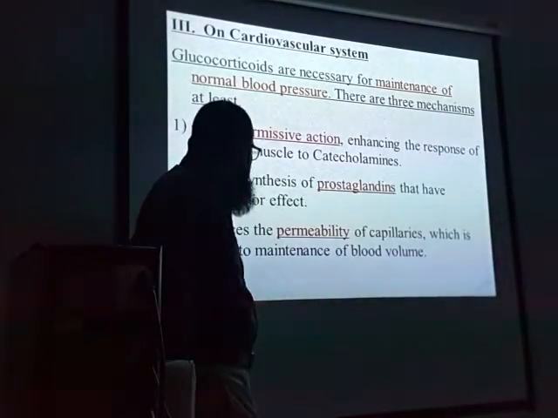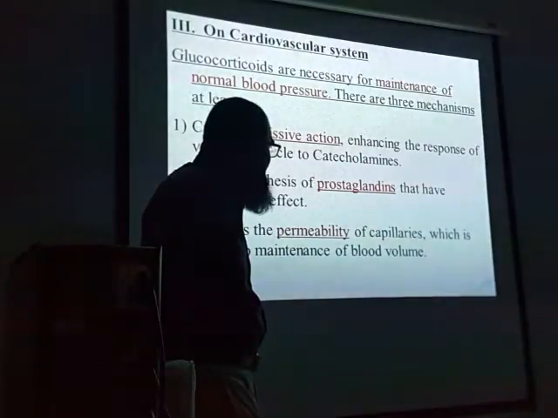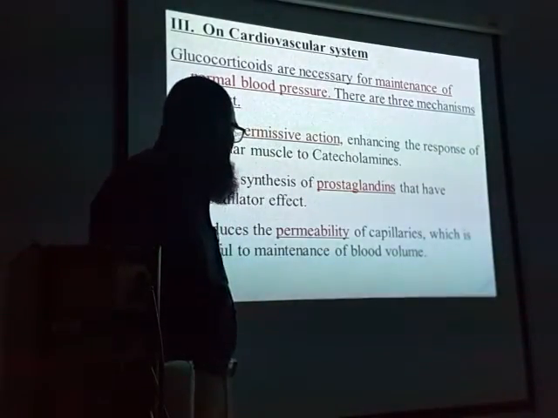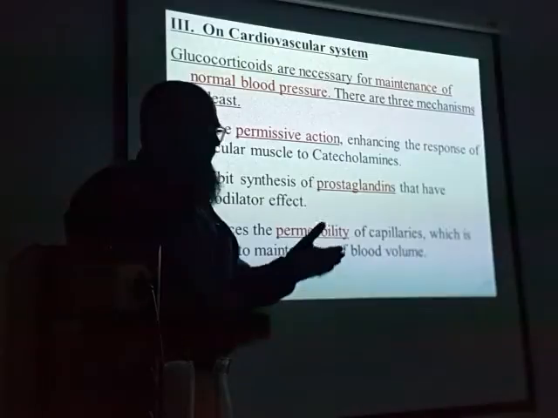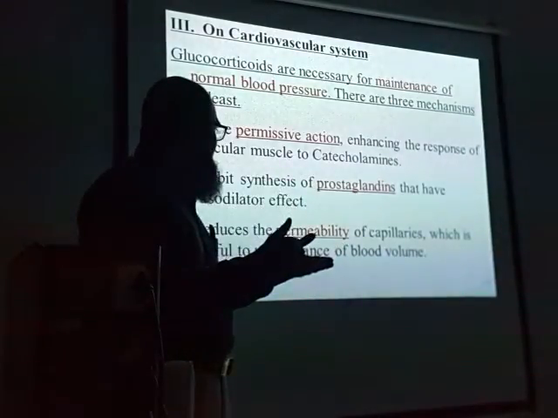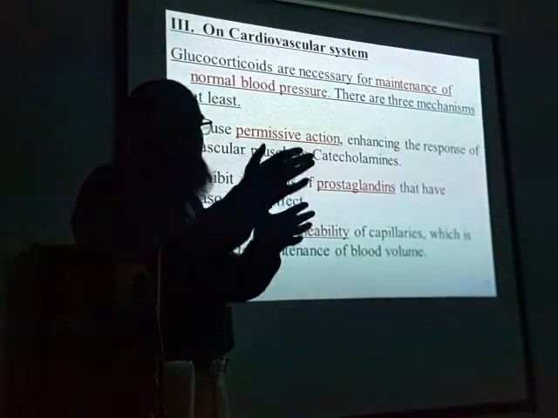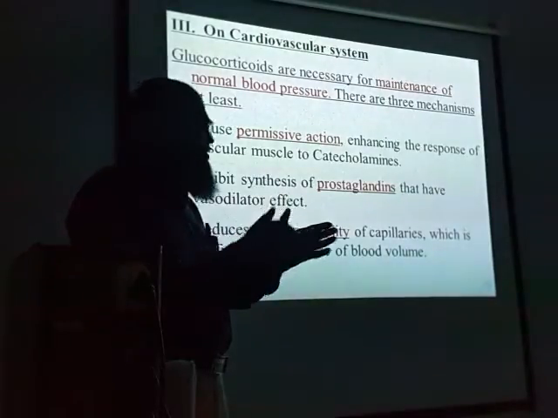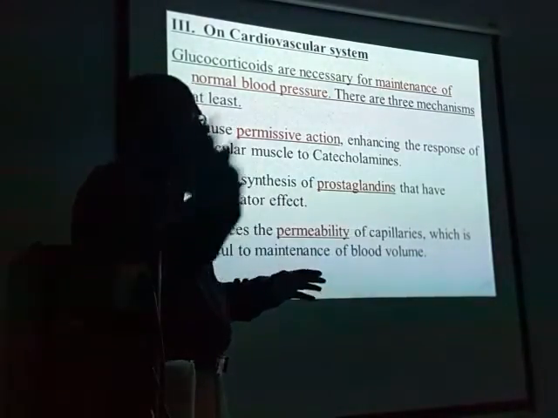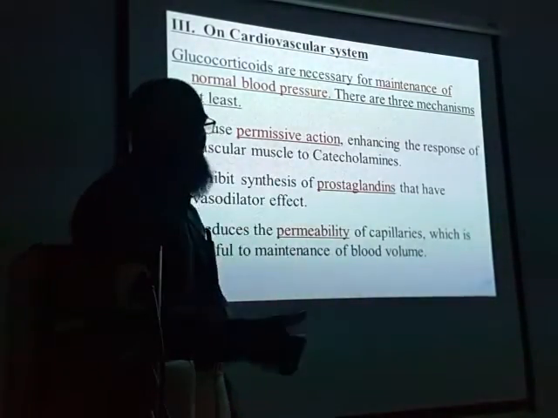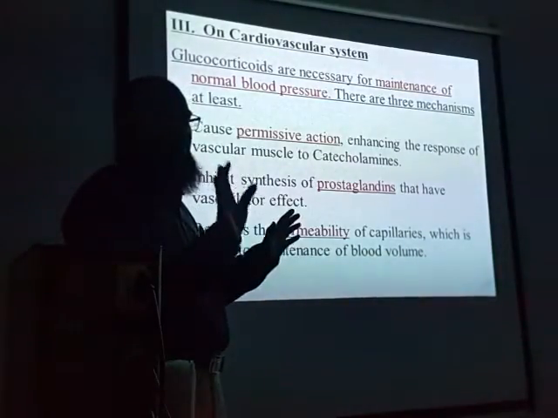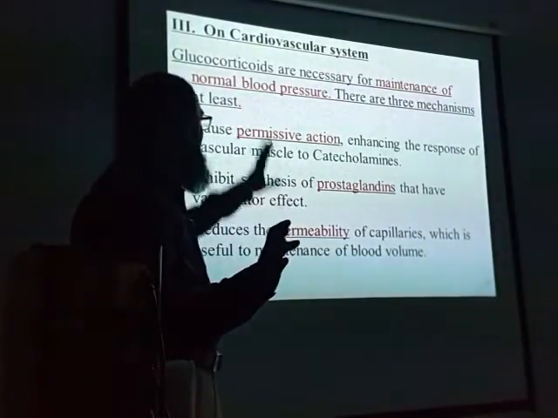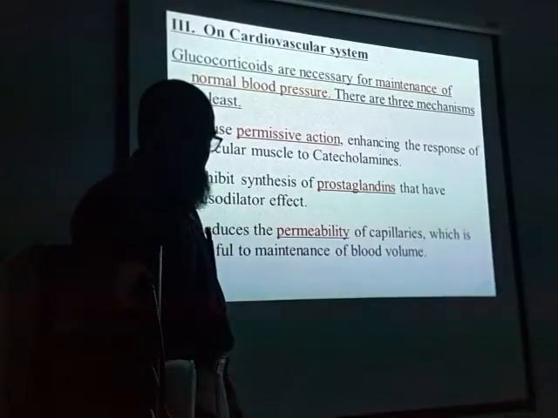And number 3, reduces the permeability of the capillaries, which is useful to maintain blood volume. If capillary permeability is reduced, then the blood volume is maintained. If capillary permeability is not maintained, most of the fluid goes out. Okay, blood volume decreases. Clear? So this is the function of the cardiovascular system. It maintains blood pressure.